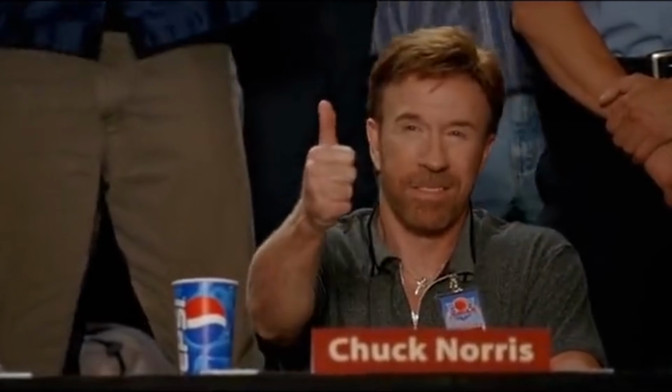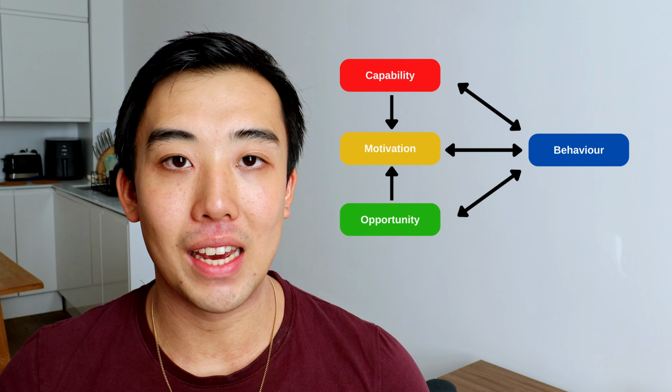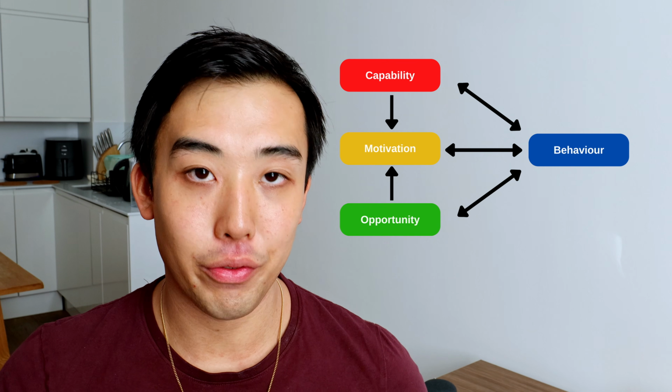Let's talk about it. So to really bring this explanation to life, I'm going to be using an example. And the example I'm going to use is trying to get you to leave a like on this video. I'm going to be breaking down, using COM-B, what are the different barriers to you engaging in that behavior and how might I overcome it using this framework. So let's start with capability.